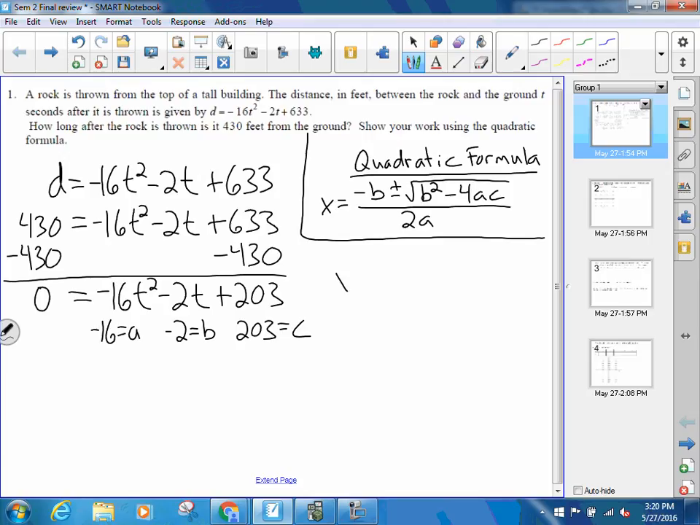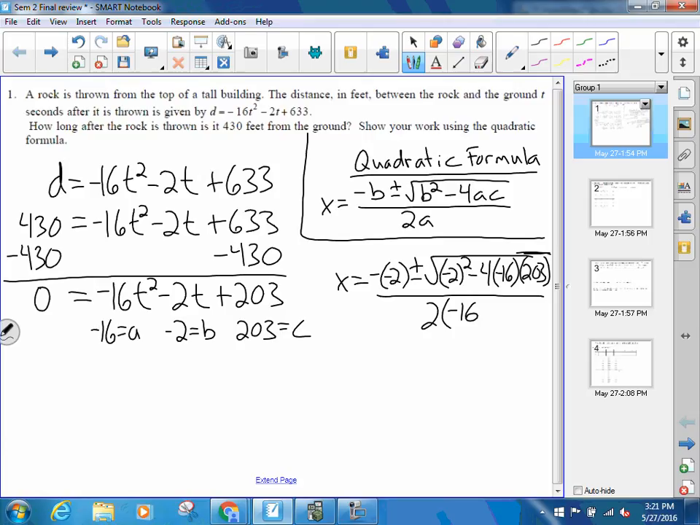So I'm going to have x equals, okay, negative b. So that means b is a negative 2, so I'm going to have a negative 2 plus or minus the square root. B squared, again, is negative 2. I'm going to keep that negative in parentheses there, minus 4. A is negative 16, and C is my 203. Okay, and all that's under the square root. That's all over 2A, and again, A is negative 16.